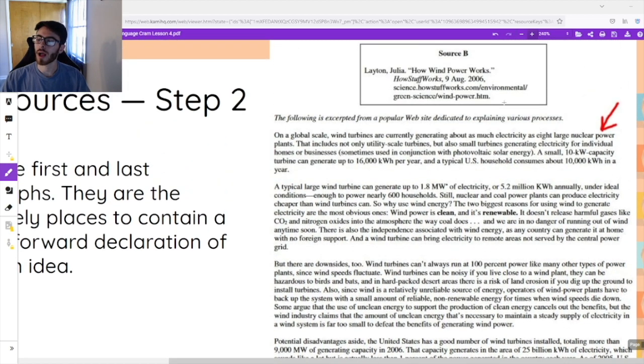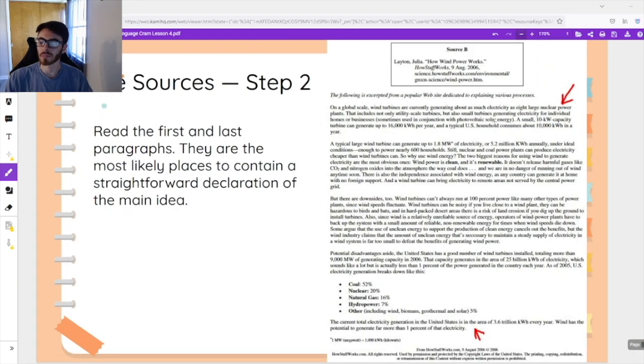So I'm starting to think that the main idea here might have something to do with how wind turbines are able to produce a lot of electricity, and maybe the position has something to do with the most important factor being how much energy they're able to produce. That's kind of where I'm leaning right now.